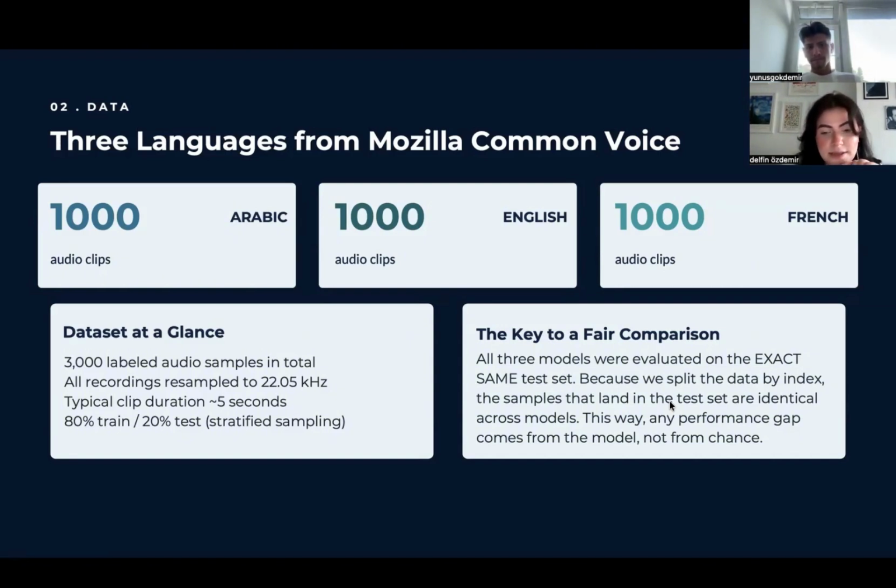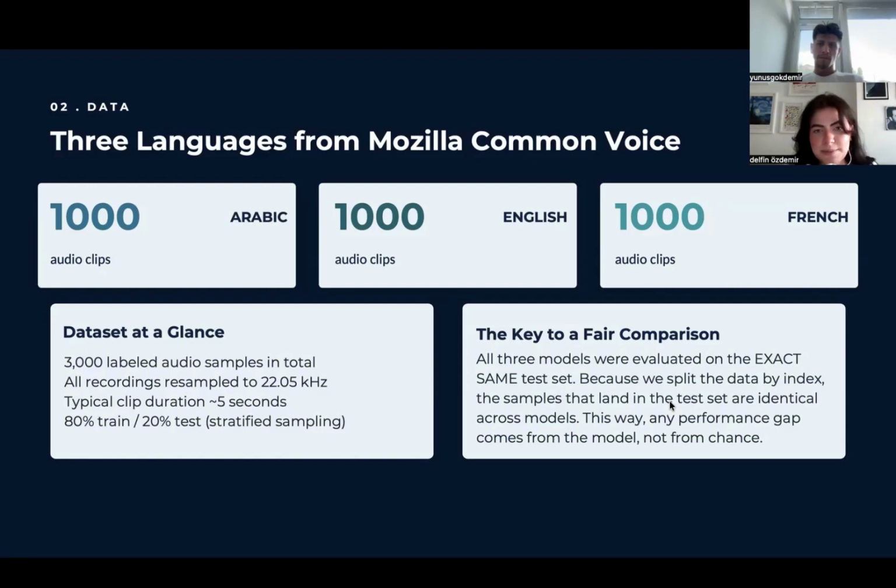Now, the box on the right is something I want to emphasize because it's a core principle we learned. We split the data 80% for training and 20% for testing using stratified sampling, meaning each language is represented proportionally in both sets. And critically, all three of our models were evaluated on the exact same test set. We did this by splitting the data by indexes. So the specific clips that land in the test set are identical for every model that we test.